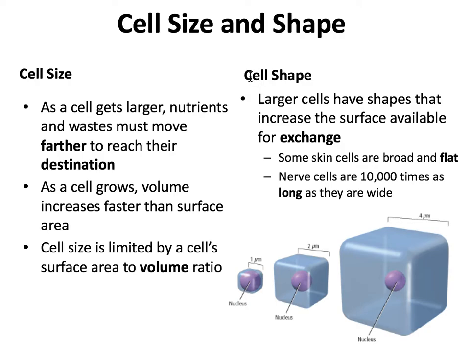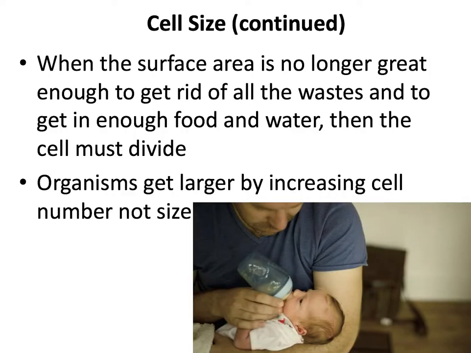Cells are also adapted to have shapes that maximize their surface area so they can exchange materials. Skin cells, for example, can be broad and flat. Nerve cells can be really, really long to maximize their surface area. But at some point, cells get too big. And when cells are too big, they split and divide. And that's the way organisms grow.